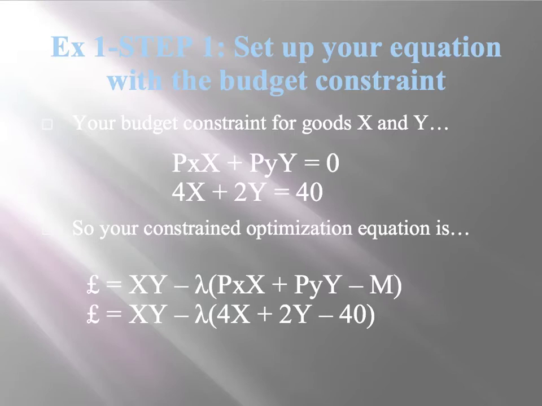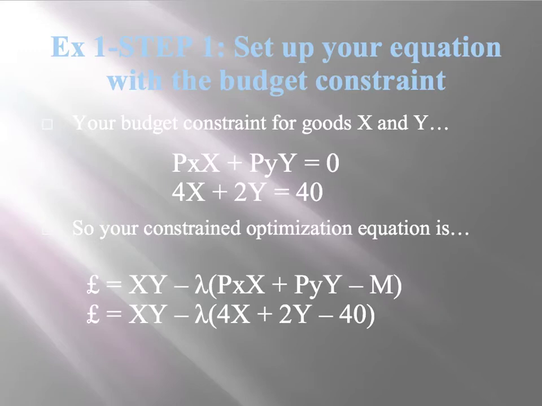So how you set up your Lagrangian equation is you have the Lagrangian is equal to the utility function minus the Lagrangian multiplier multiplied by, in parentheses, your budget constraint. So in this case, we have the Lagrangian is equal to the utility function xy minus the Lagrangian multiplier multiplied by, in parentheses, the budget constraint. So in this case, that budget constraint is 4x plus 2y minus 40.